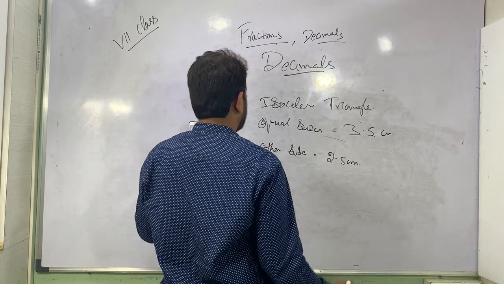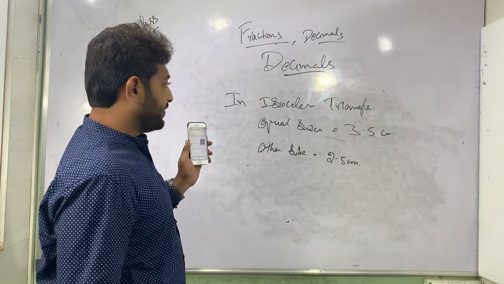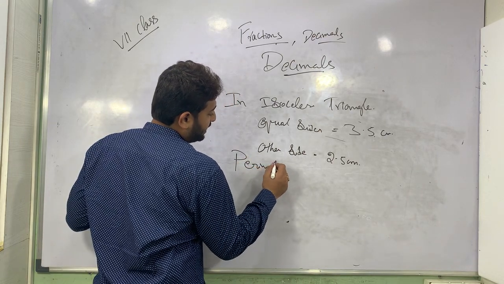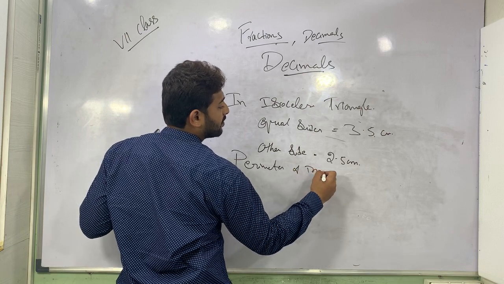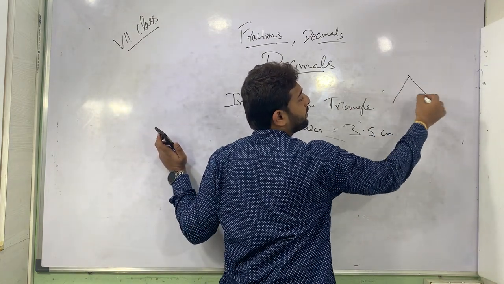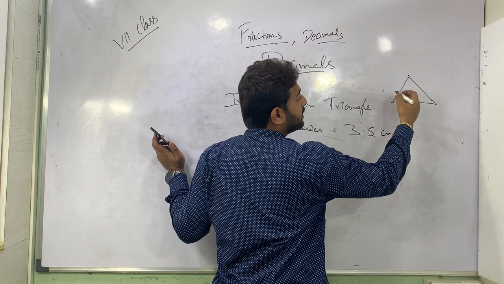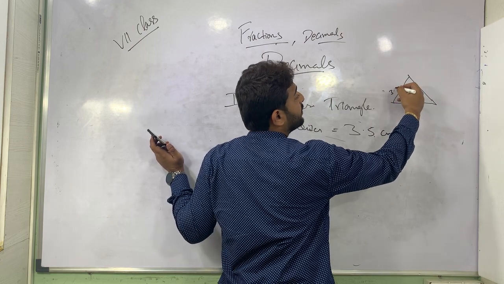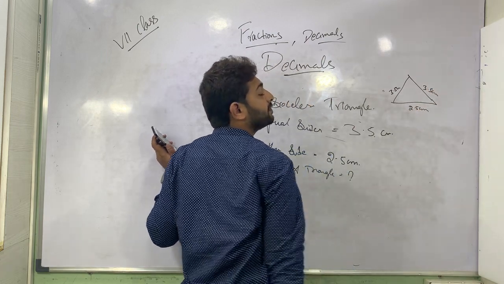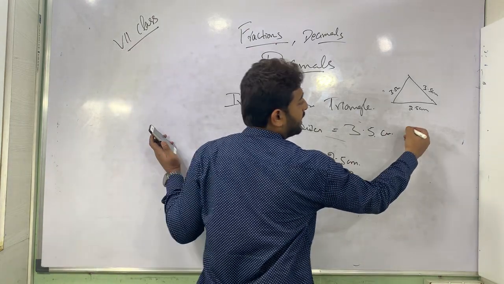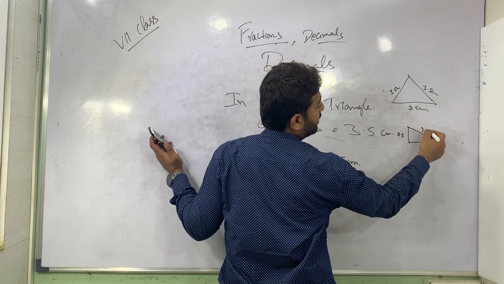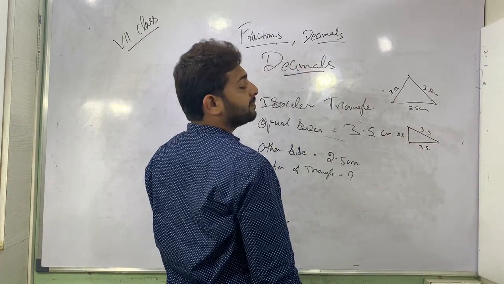So three sides are given: two sides are 3.5 and one side is 2.5. And they are asking to find the perimeter of the triangle. For example, this is an isosceles triangle, let's assume 3.5 centimeters over here, 3.5 centimeters over here, and this is only 2.5 centimeters. Or you can take 2.5, 3.5 and 3.5.